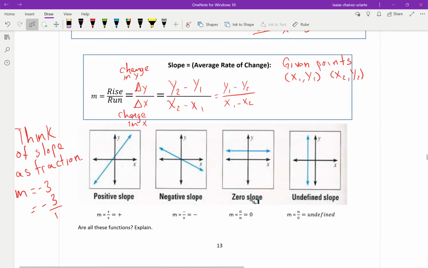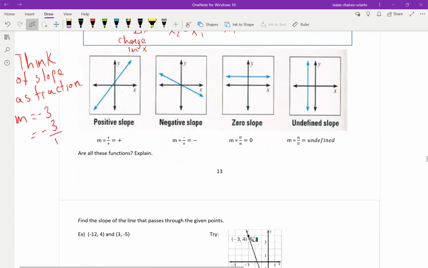Now, if you have zero slope, that means you're dealing with a horizontal line. A horizontal line has slope 0. And a vertical line has undefined slope. So let's see, of these four examples, I have a line with positive slope, a line with negative slope, a line with slope 0, and a line with undefined slope. Of those four, which one is a function, which one is not?